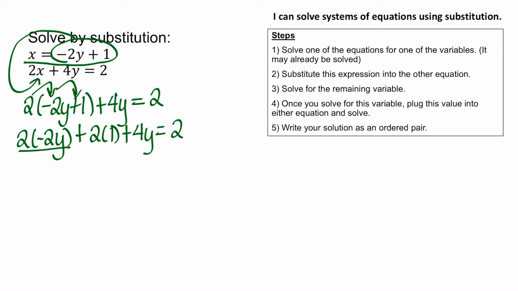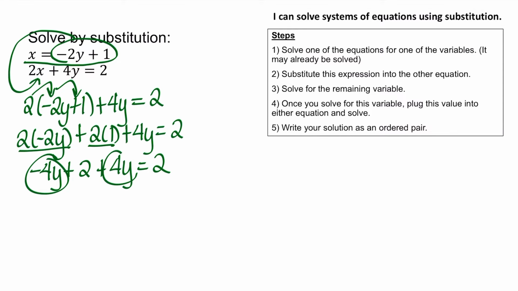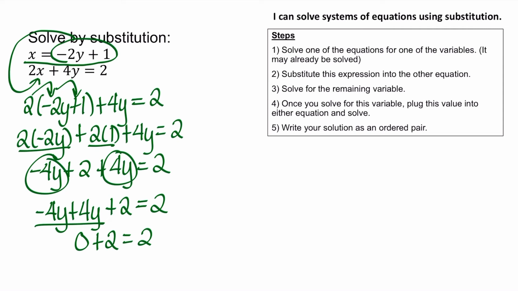So 2 times negative 2y is negative 4y plus 2 times 1, which is 2, and then we have plus 4y equals 2. So when we combine these like terms, this negative 4y and plus 4y, and then we have plus 2, that equals 2. So negative 4y plus 4y is going to cancel. That's going to simplify to 0. So we have 0 plus 2 equals 2, which gives us 2 equals 2. So this is something that is always true, right? That is an identity. 2 always equals 2.